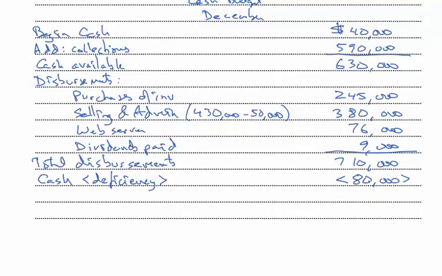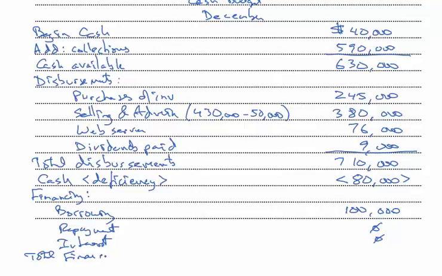And the last item in paragraph F here says the company must maintain a minimum cash balance of $20,000. An open line of credit is available from the company's bank to bolster the cash position as needed. So it would appear that we are going to need to do some borrowing. Financing, borrowings. If we are 80 grand in the hole and we need a $20,000 cushion, we've got to borrow 100,000 bucks, right? Repayment, 0, interest, 0, total financing, $100,000.